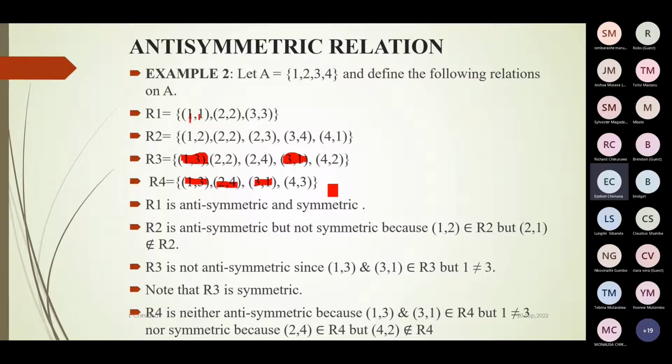So this is the example of a relation that is anti-symmetric. But also take note of this point: if a relation is not anti-symmetric, it doesn't mean that it is symmetric. This is confirmed by relation R1, because R1 is both anti-symmetric as well as symmetric. So whenever it is anti-symmetric, it doesn't mean that it is a symmetric relation. So I think you can move on to the next slide if there is no question.